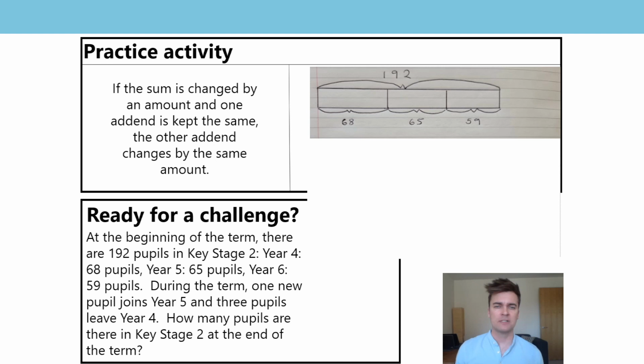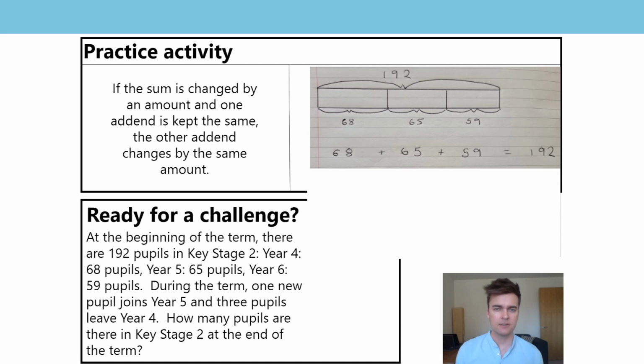I then represented that same information as an addition equation with 3 addends, 1 addend for each part of the bar, 1 addend for each year group, and a sum representing the combined number of pupils from those 3 addends. The next part of the problem talks about 1 new pupil joining Year 5 and 3 pupils leaving Year 4. And at this point I thought it might be more helpful for me to see the maths if I switched to a part-whole diagram.